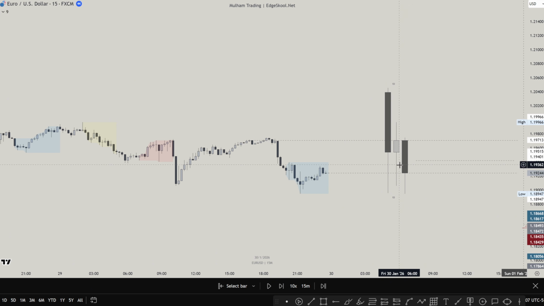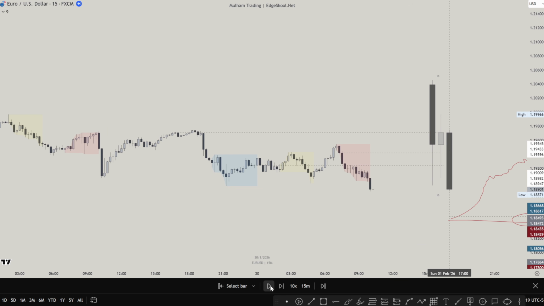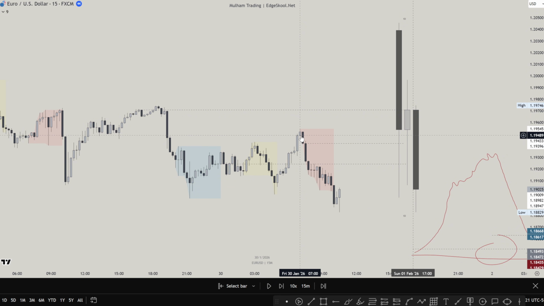Okay, we're going lower. So for now, I'd prefer to look for longs here because we're having a retracement to the downside and then looking for price to go higher. Okay, but if that fails, it's all good. Now we go higher, okay, and we're failing to continue higher.